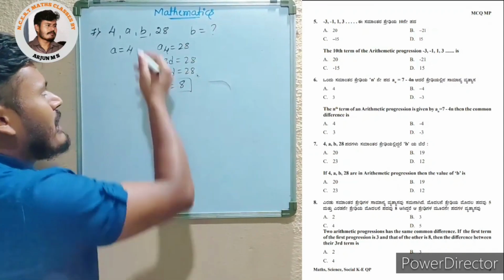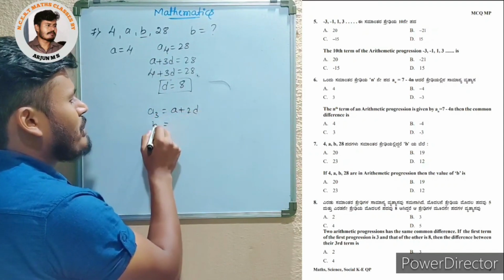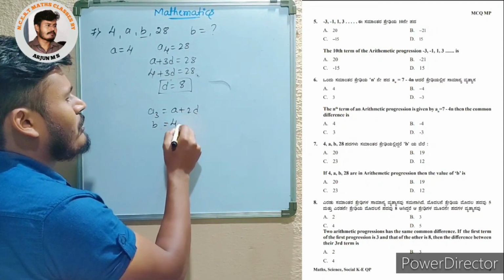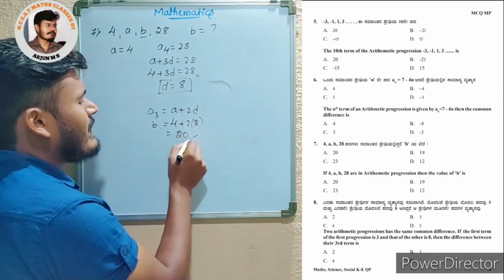So now find out b. b is the third term, then a3 is equal to a plus 2d. So b is equal to a is 4 plus 2 of 8. So 8 2s are 16, 16 plus 4 is 20.